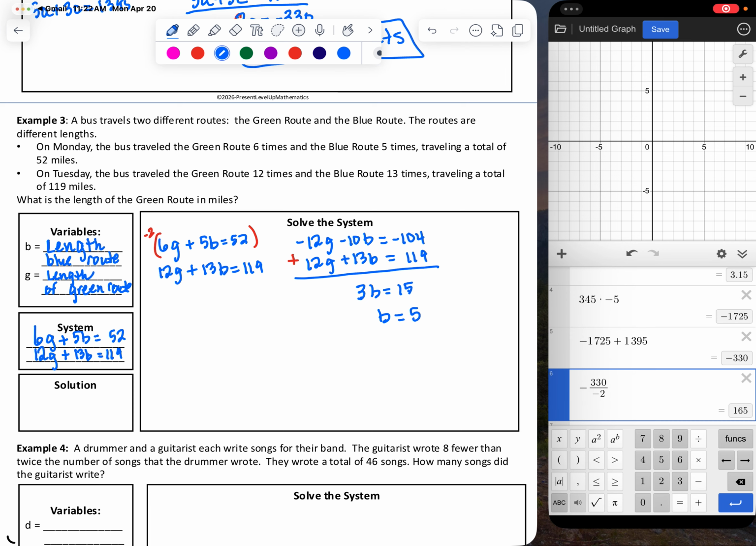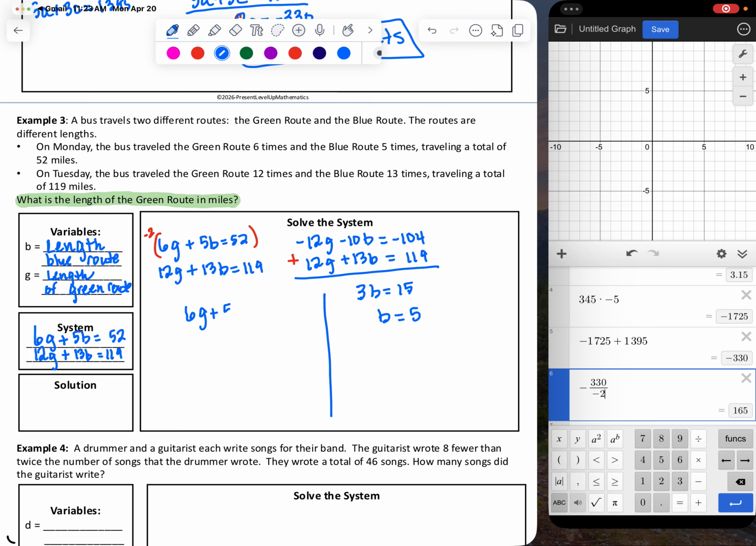But the question here asked, let me highlight this, what is the length of the green route? I know the blue route, but I want the green route. So what we're going to do, let me draw a line here for some separation, is I'm going to take either one of the equations. I'll just use the top one.